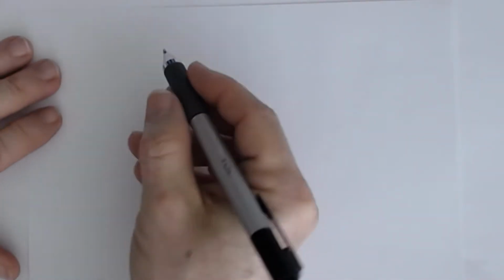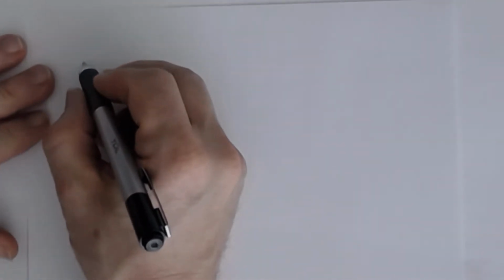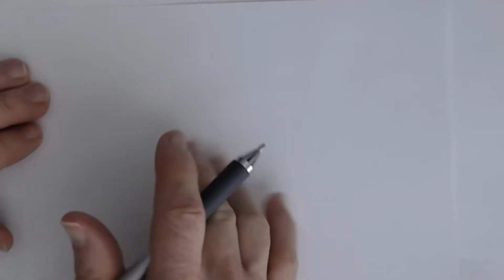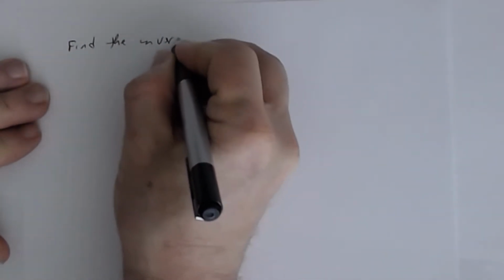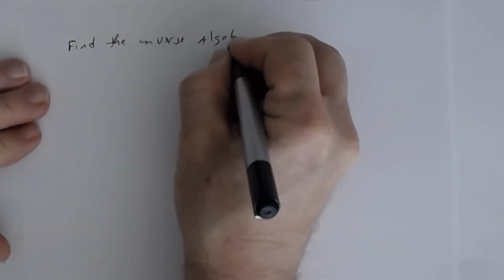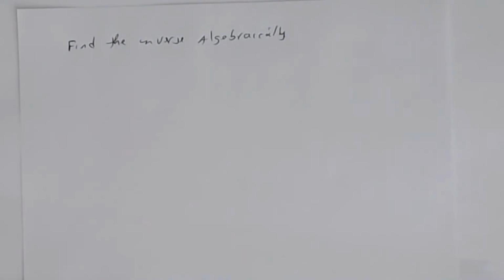Okay, let's look at number 2. So the next set of directions will say find the inverse algebraically. Find the inverse algebraically. Okay, so let's look at some examples of that.